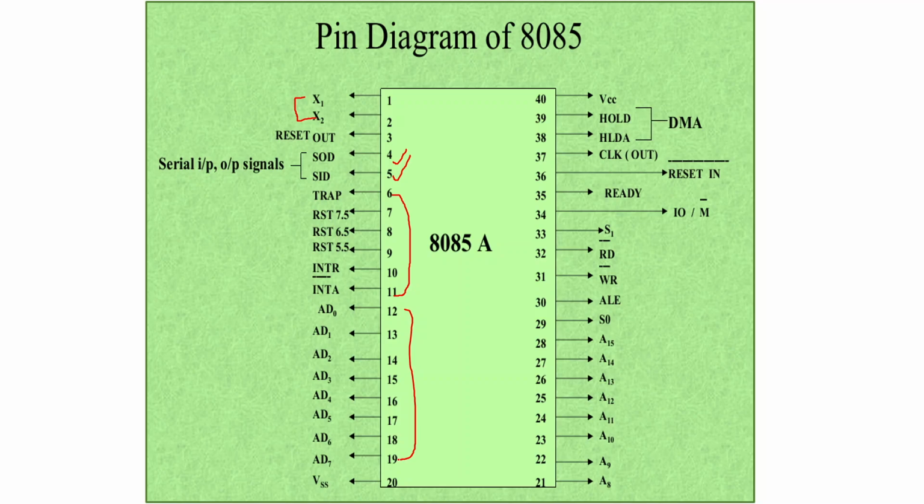They will carry bidirectional data, address as well as data, and whether they are carrying address or data will be denoted by ALE, address latch enable. Address latch enable high means these pins 12 to 19 represent the address of the data or the address of the instruction, and address latch enable low means the pins are carrying data. The last 20th and 40th pins are supply.